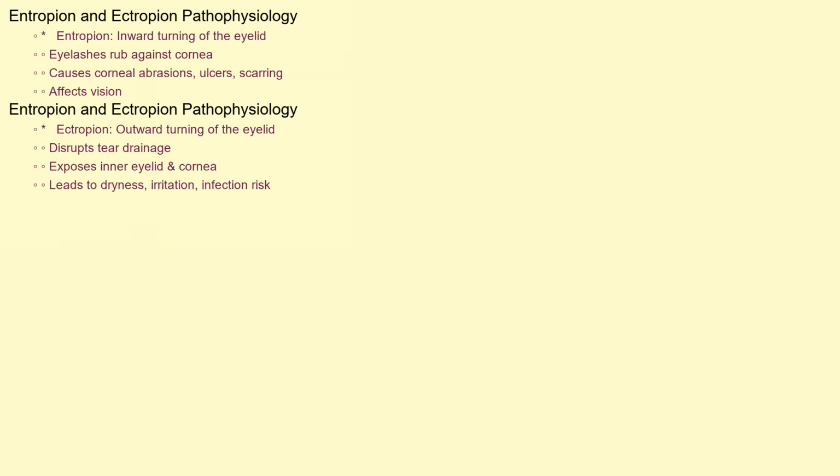Now let's delve into the pathophysiology. In entropion, the inward turning of the eyelid causes the eyelashes to rub against the cornea, the clear front surface of the eye. This constant irritation can lead to corneal abrasions, ulcers, and even scarring, affecting vision.